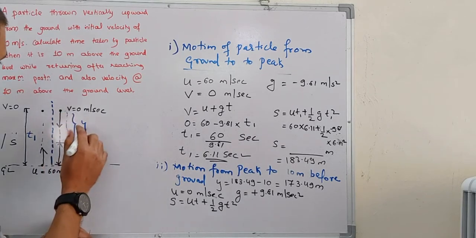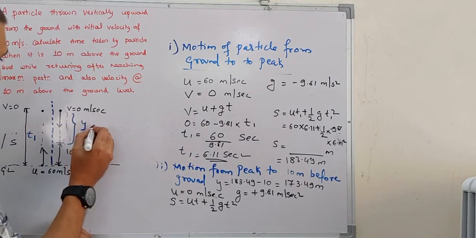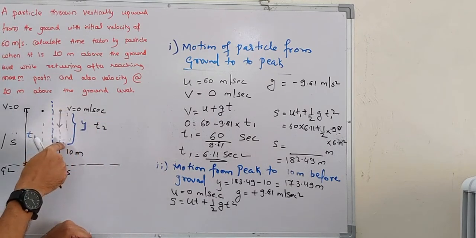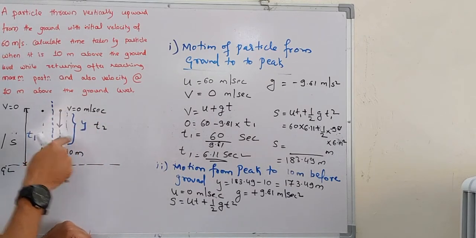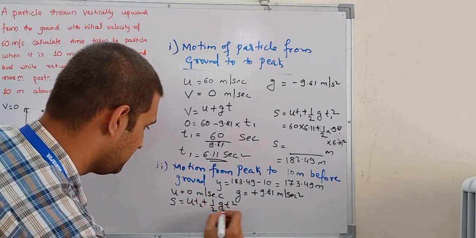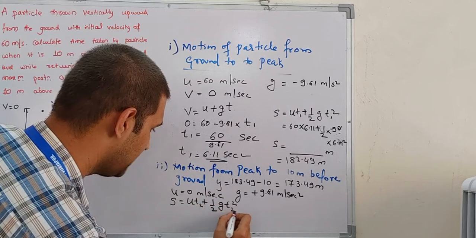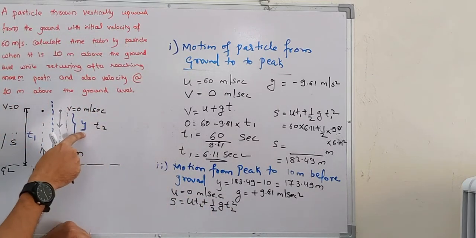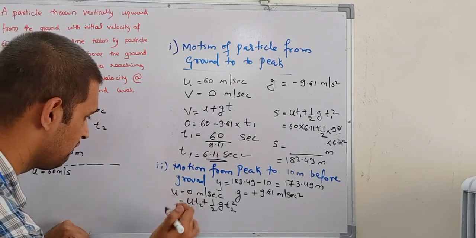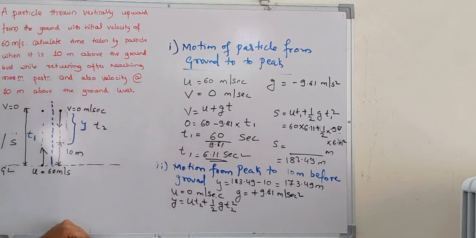So now this time, from the peak to 10 meter before the ground, I'll call it T2. And this distance, while returning back, I'll call it Y.